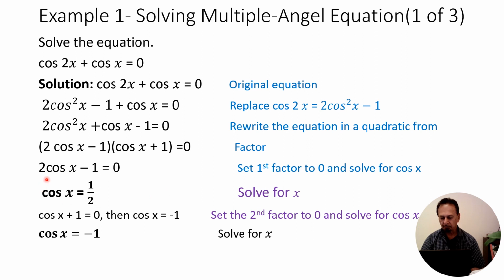Let's set the first factor to 0, 2 cosine x minus 1 equal to 0. Then move the negative 1 to the right and divide by 2, so we have cosine x equal to 1/2. And then we're going to solve this for x. Now let's take the second factor and set it to 0. Cosine x plus 1 equal to 0. Move the 1 to the right, and we have cosine x equal to minus 1. And now we're going to solve for x.